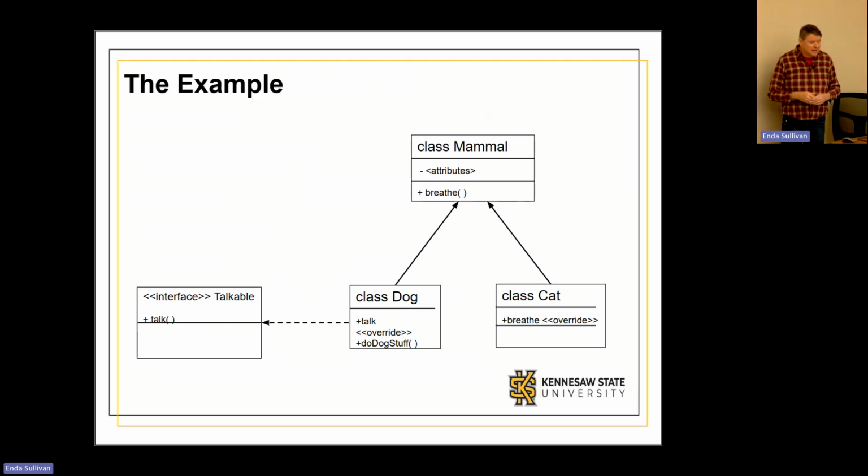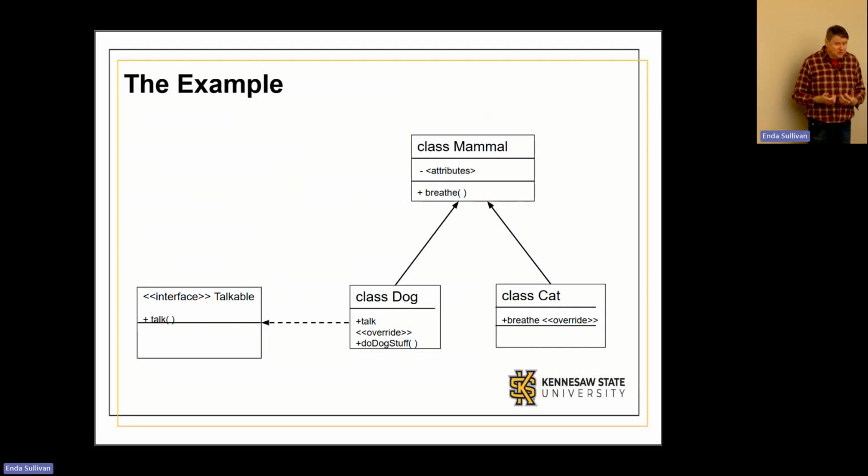So class mammal has, in this case, some attributes, which are all going to be private. And then it has a public method called breathe, which allows it to breathe. All right, it has two children in this example. We have a class dog and a class cat. And both of those are going to inherit from mammal. The dog is also going to implement an interface called talkable, which requires it to have a method called talk.